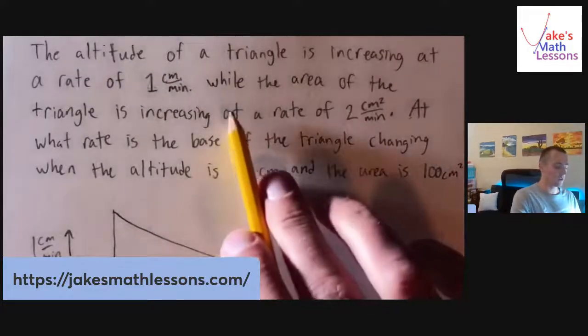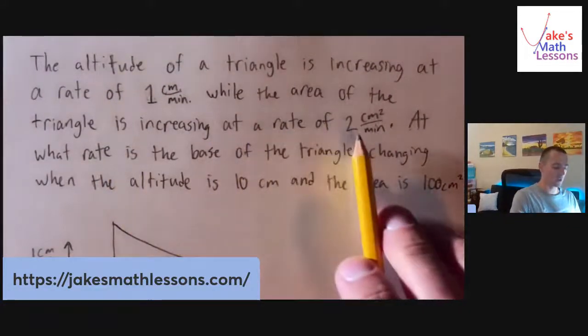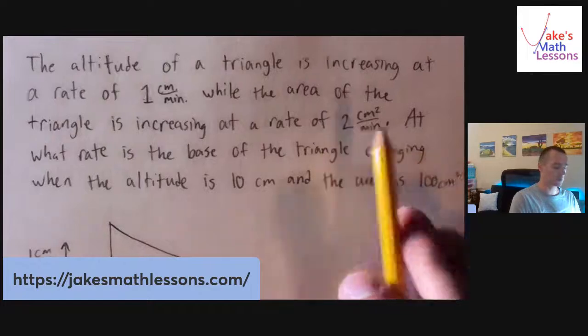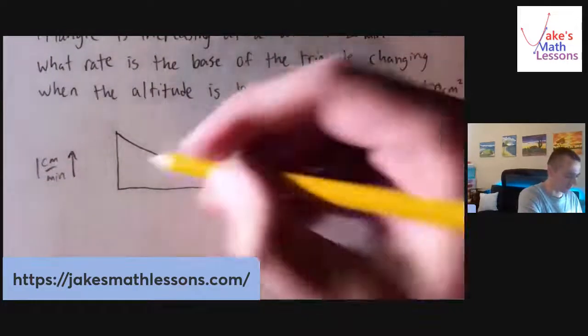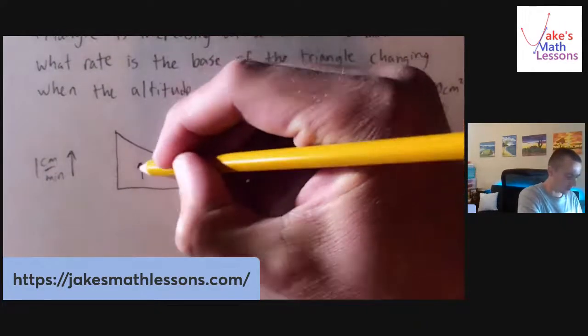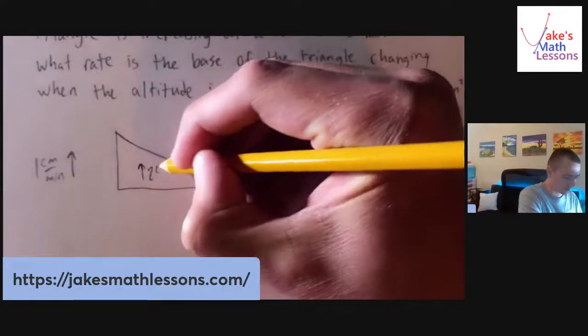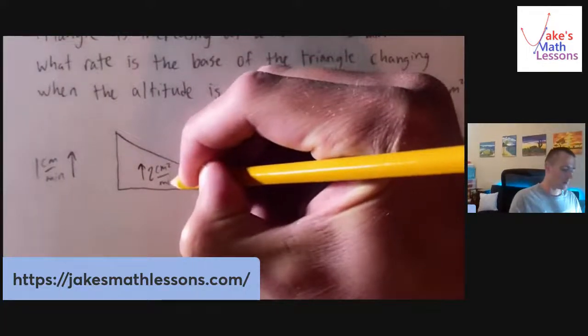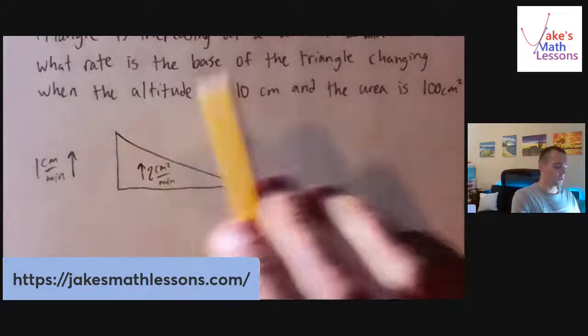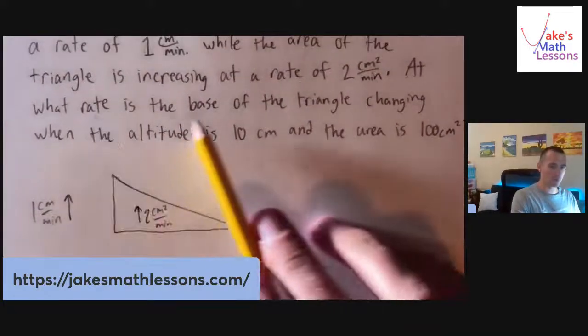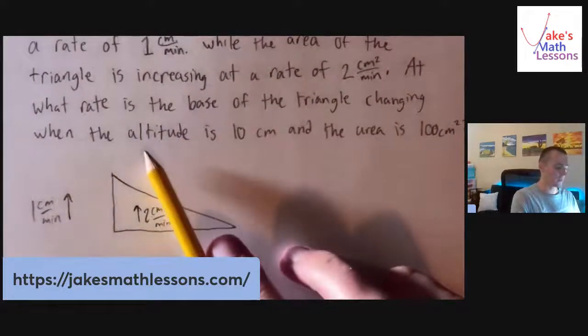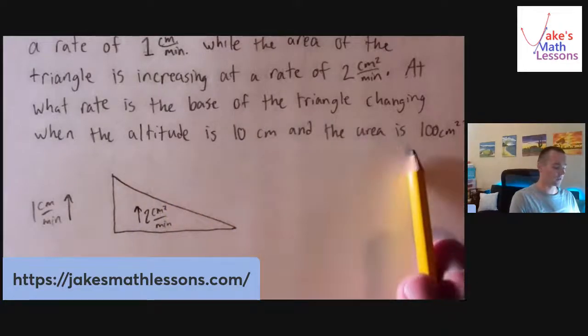We also know the area of the triangle is increasing at a rate of 2 centimeters squared per minute. So basically I'll just draw that in here, 2 centimeters squared per minute. Okay. And then we're trying to find the rate that the base of the triangle is changing when the altitude is 10 and the area is 100.